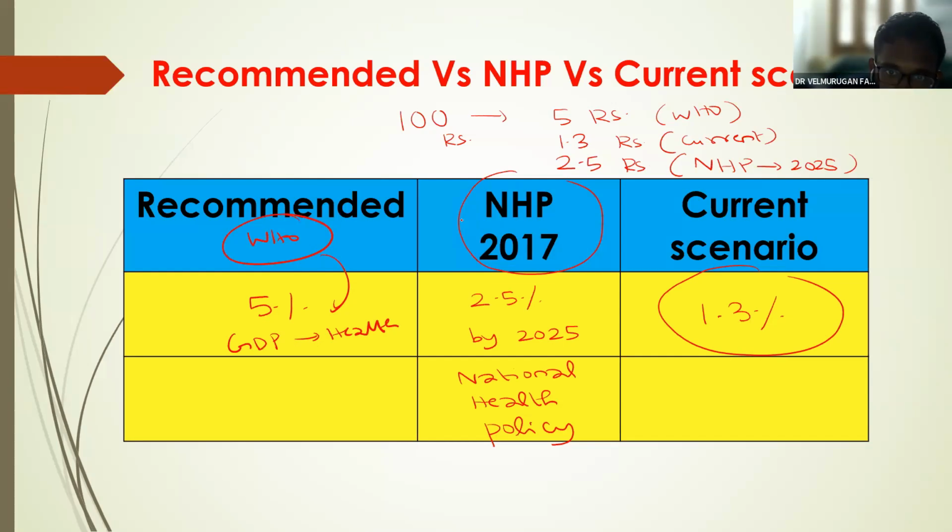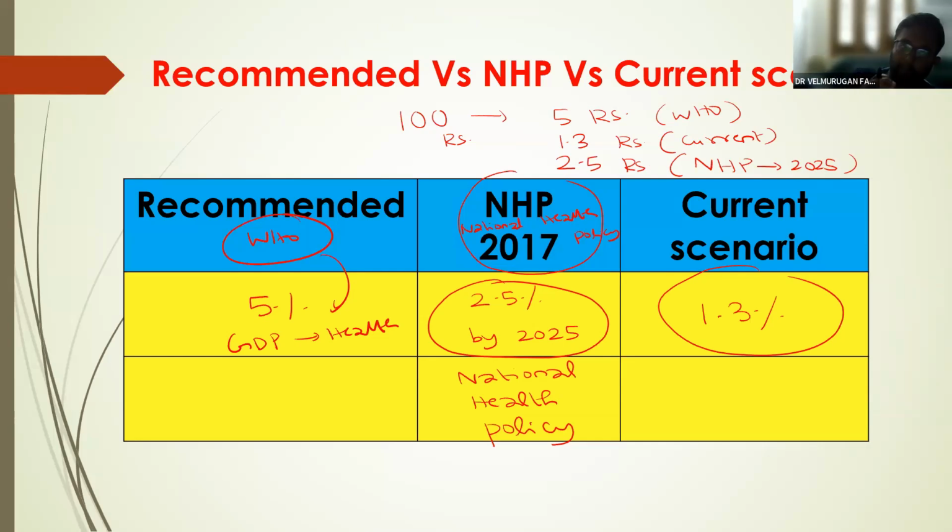According to our national health policy, so NHP is national health policy, we are trying to improve that from 1.3% to about 2.5% by 2025. By 2025, we are trying to increase.